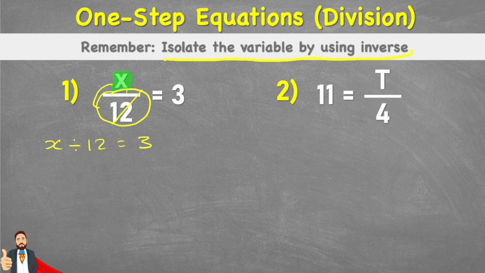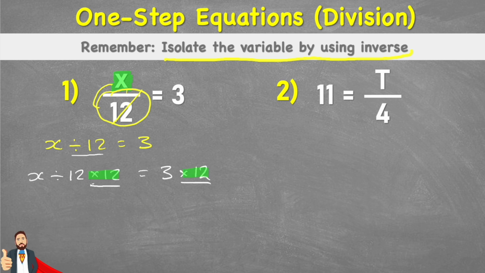So we're going to try and use the inverse of this divide by 12, and the inverse of division is multiplication. So if I have x divided by 12 multiplied by 12 equals 3, what I've done is I've added this multiply by 12 onto this side. But in order to keep my equation balanced, I now have to multiply this side by 12 as well. So now on both sides of the equation, I've added this multiply by 12.